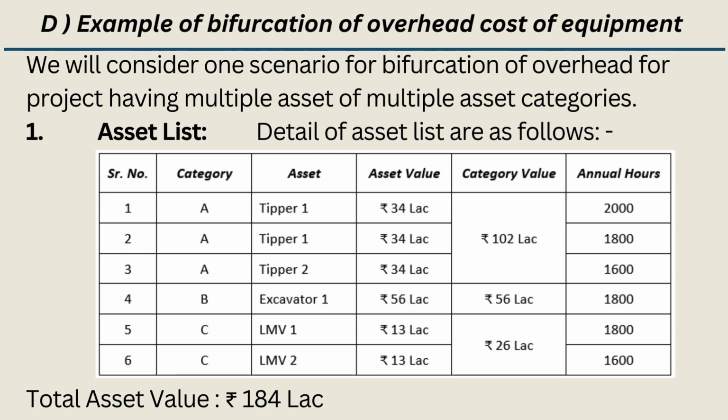In A category is having 3 tipper, tipper 1, tipper 2 and tipper 3 and asset value of each is 34 Indian rupees lakh, category value 102 Indian rupees lakh and annual hours is 2000, 1800, and 1600. In B category is having 1 excavator, having asset value 59 Indian rupees lakh, and annual hours is 1800. In C category is having 2 LMV, LMV1 and LMV2 and asset value of each is 13 Indian rupees lakh, category value 26 Indian rupees lakh and annual hours is 1800 and 1600. Total asset value, 184 Indian rupees lakh.